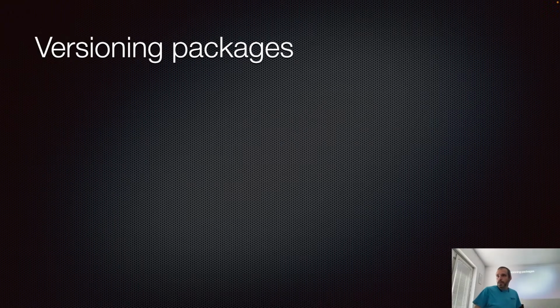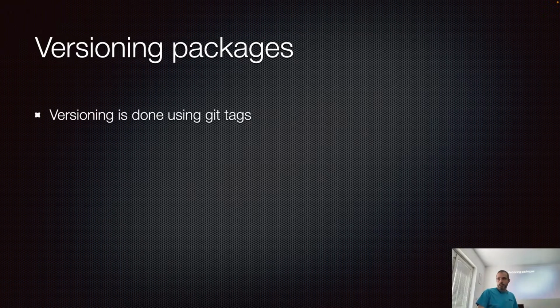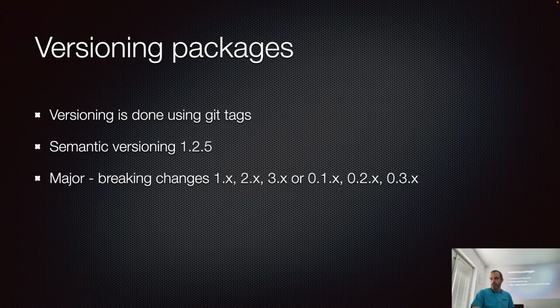I'd like to talk a bit about versioning packages. So versioning is done basically using Git tags. So you create a tag, you add the name as a version, and Composer will recognize it. We use semantic versioning. So we have a major version, the minor version, and the patch version. The major version, we increase that when we do some breaking changes. So we do some new features, refactor something which is not compatible with the previous version. Then we increase the major number.